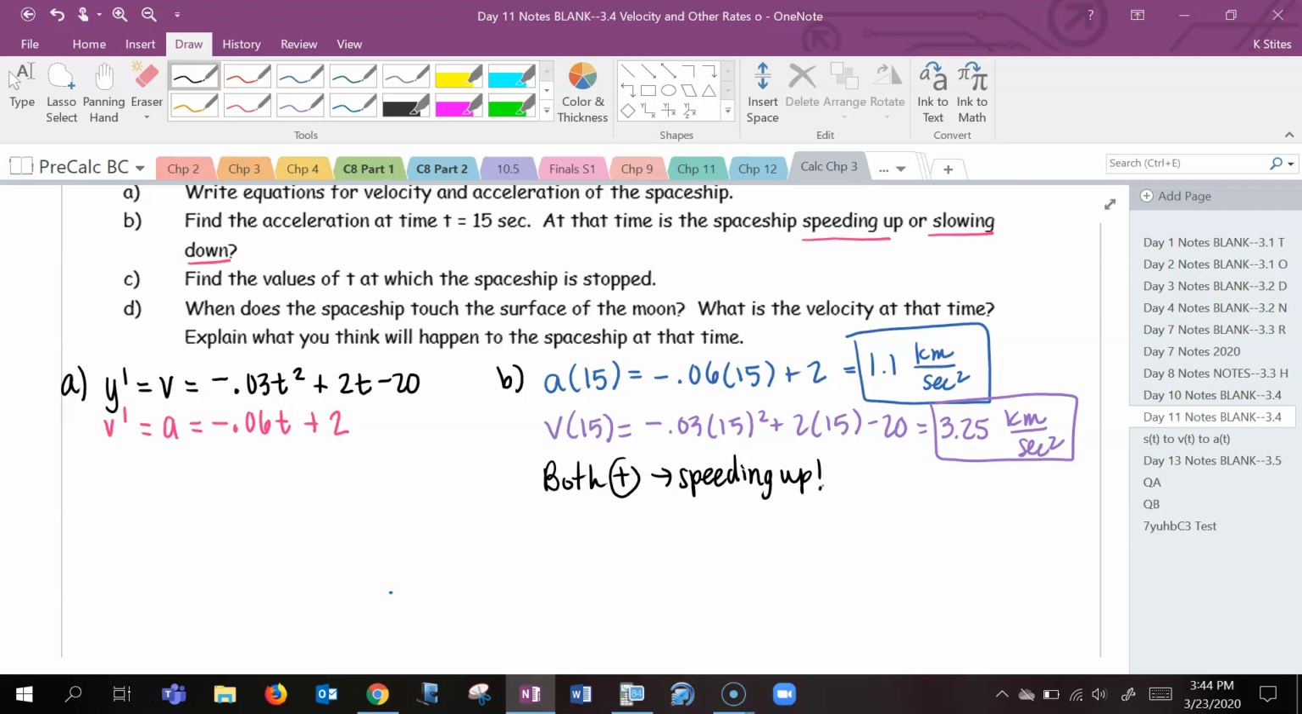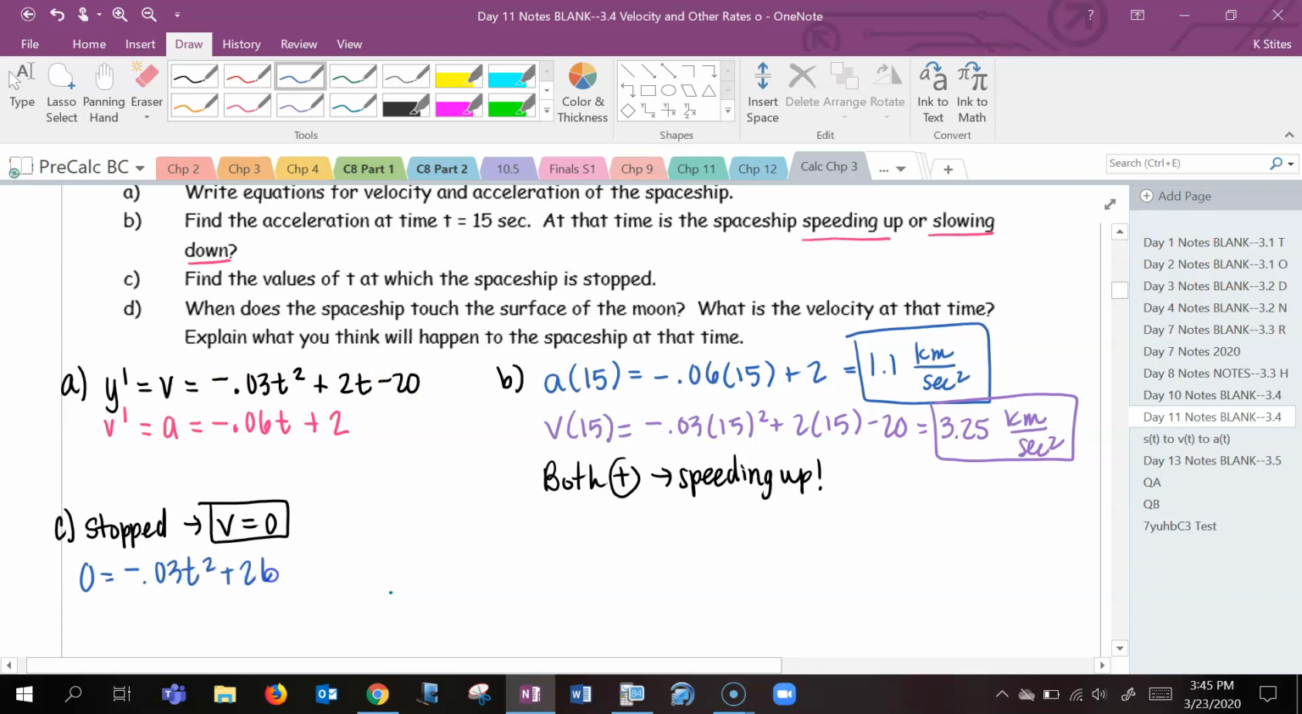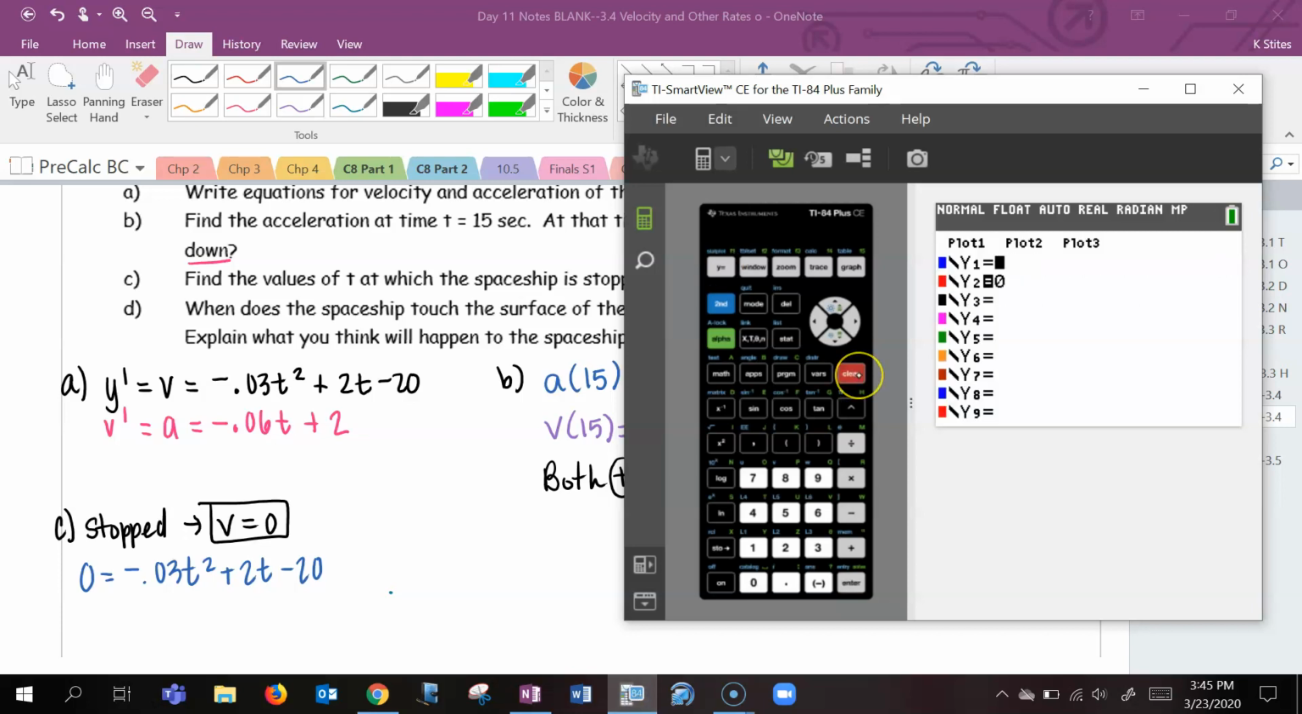Okay, C, find the values of t at which the spaceship is stopped. All right, so if the spaceship is stopped, that means that velocity has to be equal to 0. Okay, so one way you could do that is just plug a 0 in for v. And you could try to factor this, but I don't think that's going to factor. So instead I'm going to graph it. You could use quad formula. I know some of you love quad formula so much.